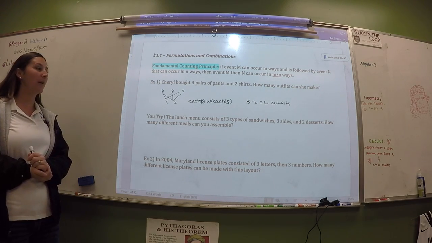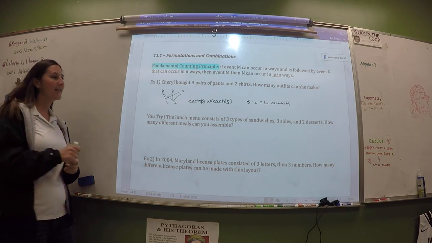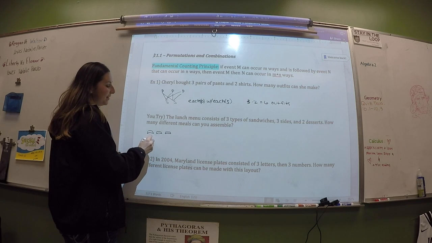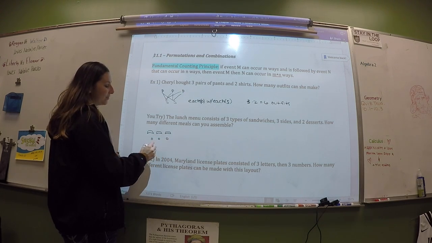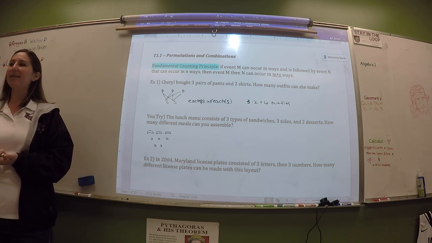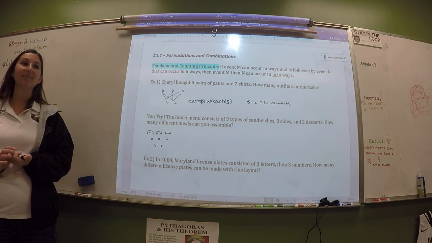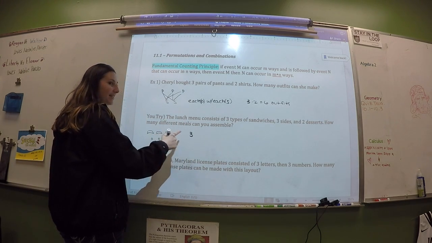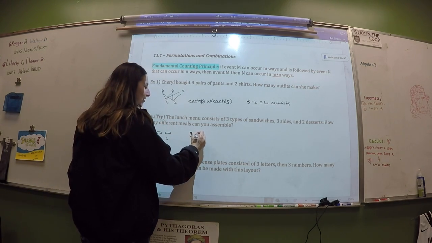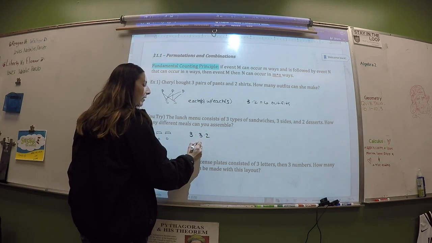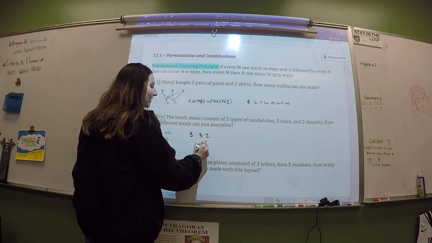If you've ever seen, like, a lunch menu, say the lunch menu consists of 3 sandwiches, 3 sides, and 2 desserts. How many different meals can you assemble? It's 3 times 3 times 2. So there's 3 sandwiches, there's 3 sides, and there's 2 desserts. And when you multiply those together, you get 18 meals.